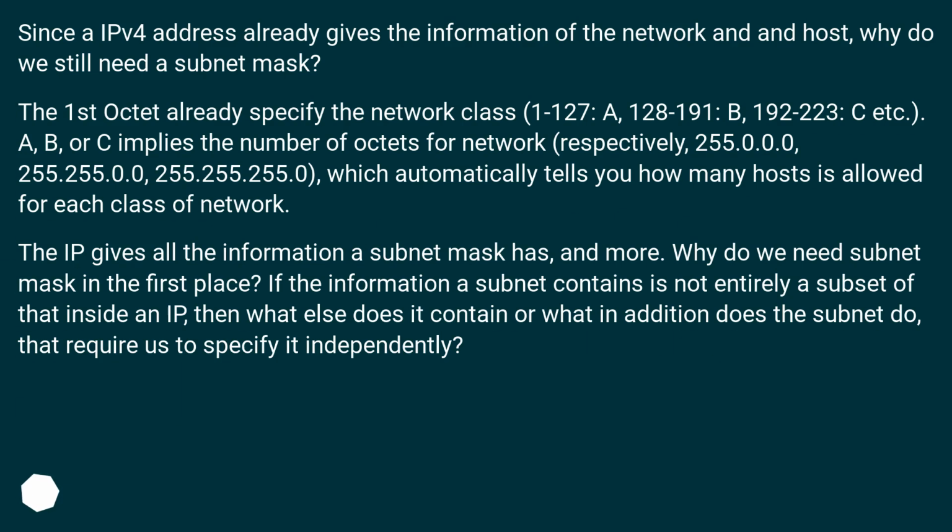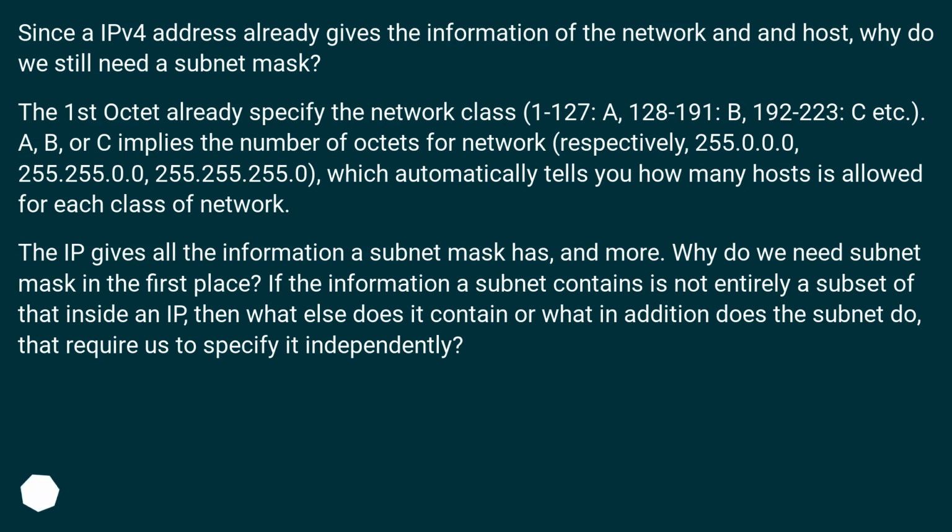Why do we need a subnet mask? Since an IPv4 address already gives the information of the network and host, why do we still need a subnet mask? The first octet already specifies the network class: 1 to 127 is A, 128 to 191 is B, 192 to 223 is C, etc.